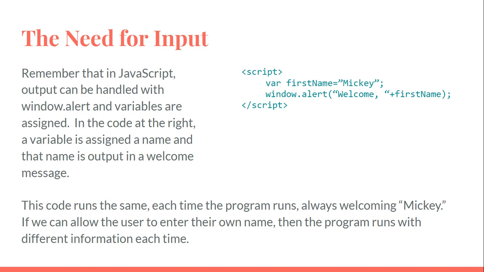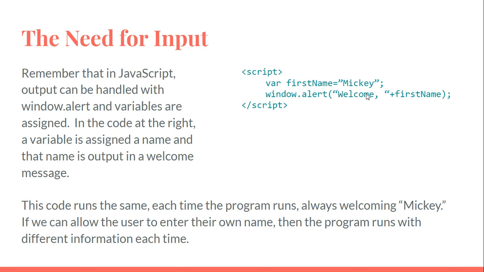Output, if you remember, can be handled with window.alert or document.write, and we assign variables. So you can see in the code at the right here, we've got var, a variable called firstName set equal to Mickey, which is a string. And then I do window.alert, welcome, and then concatenate on that variable. And because the variable's outside of the quotes, it will give me the value of the variable. So this will say, welcome, Mickey.